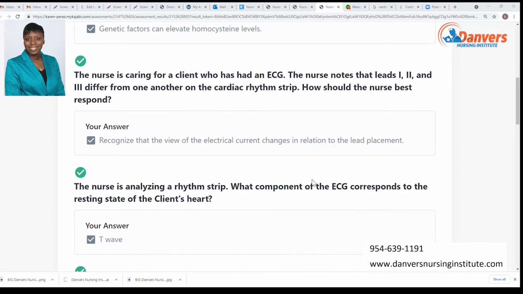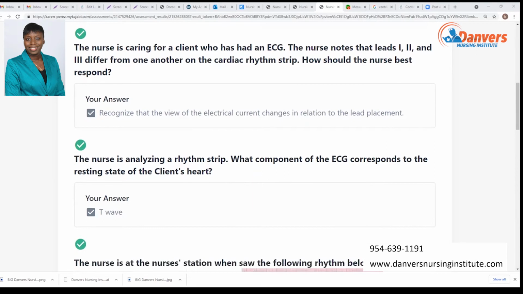The next question: a nurse is analyzing a rhythm strip. What component of the ECG corresponds to the resting state of the heart? And that is the T wave. And I want to show you a picture. So let's look at this photograph here.